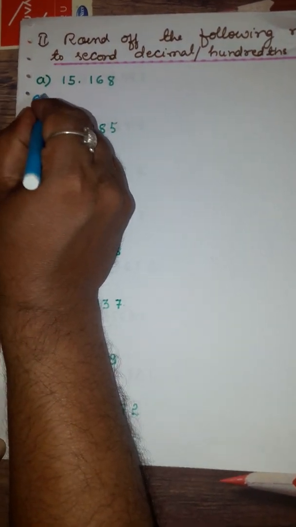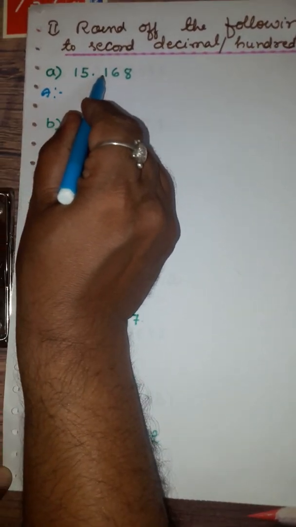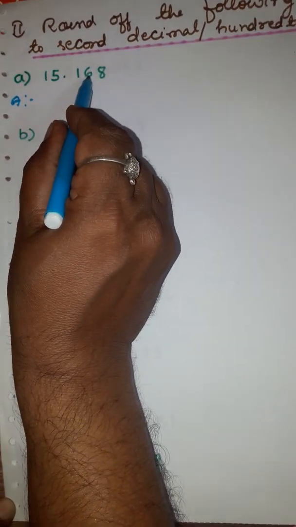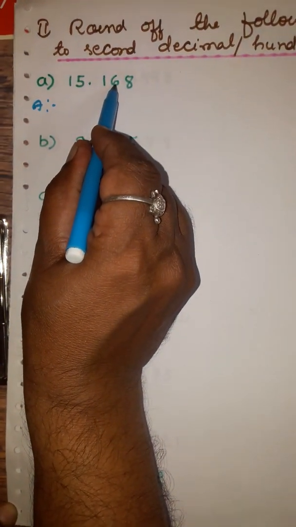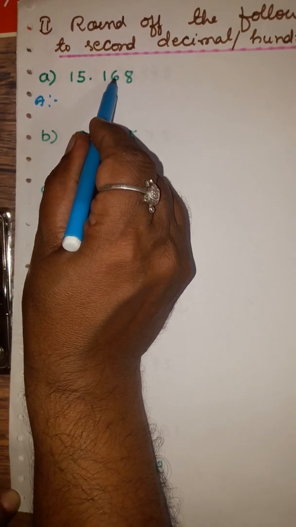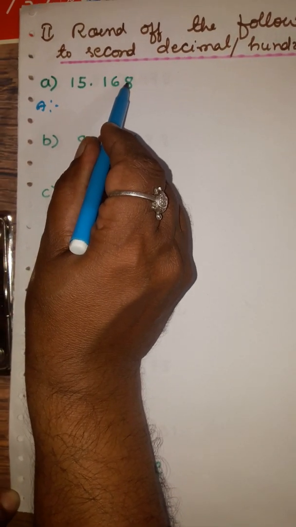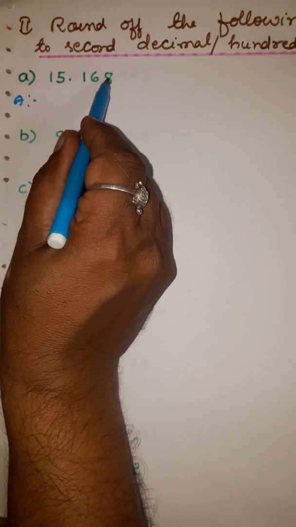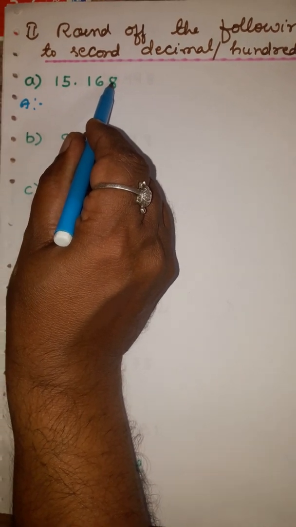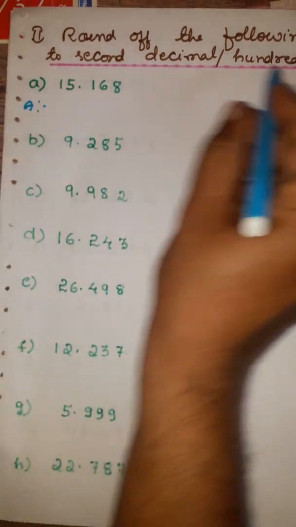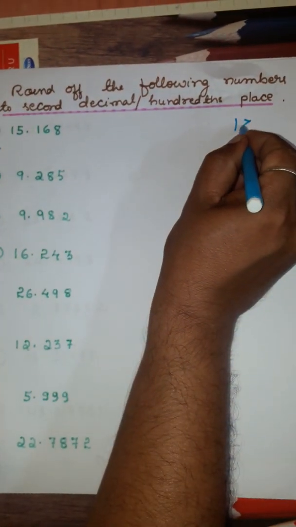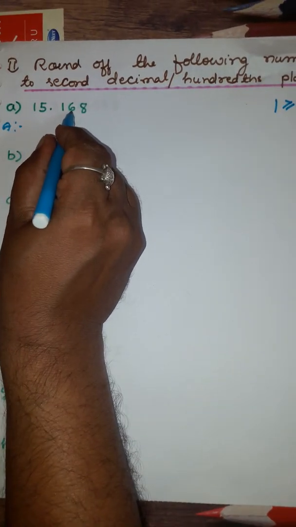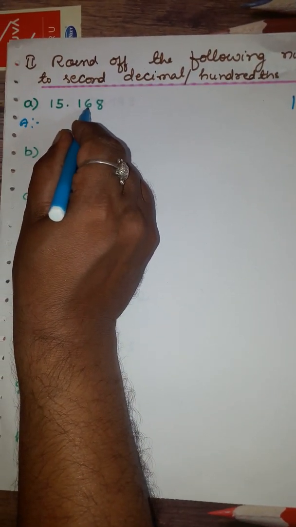Now, in this number 15.168, the second decimal place is having digit 6. So we have to look at the third decimal place. In the third decimal place, we have digit 8. So this is more than 5. If any digit is equal to or more than 5, add 1 to the second decimal place.